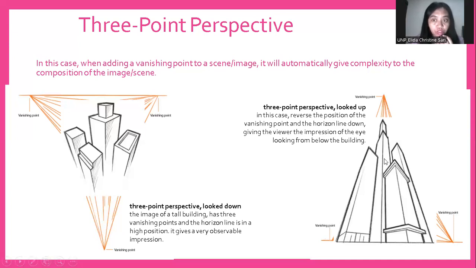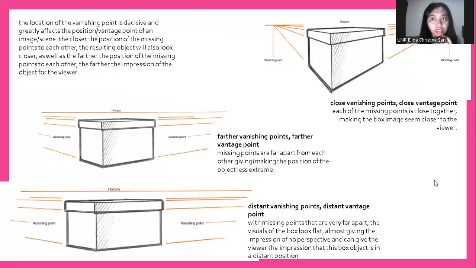How about drawing this? Besides that, drawing 3-point perspective, looking up. In this case, we reverse the position of the vanishing points and the horizontal line to be down. It gives the viewer the impression of the eye looking at the bottom of the building. The location of what we look at is the box.